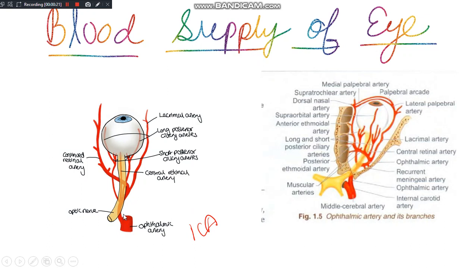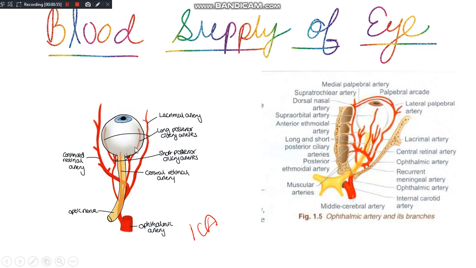The ophthalmic artery further gives many branches. One branch is your central retinal artery, which will pierce the optic nerve and, as the name suggests, reach the retina at the optic disc. Second arteries are your long and short posterior ciliary arteries. As the name suggests, short means it will travel a shorter distance. That means it will supply the posterior part of the vascular tissue.